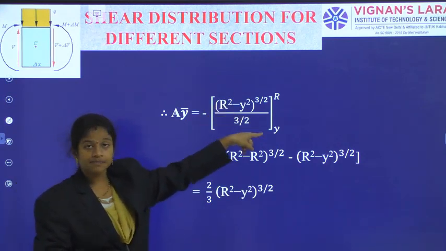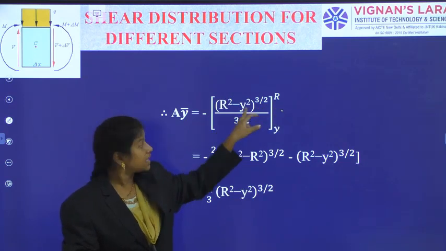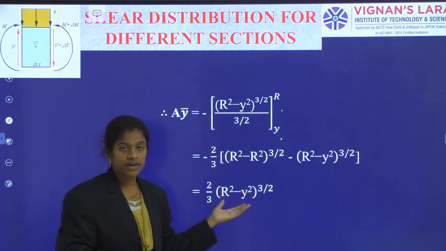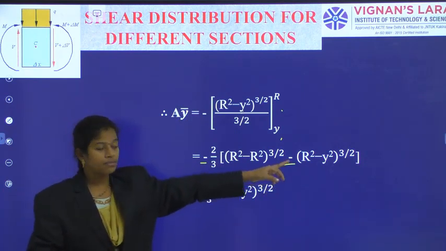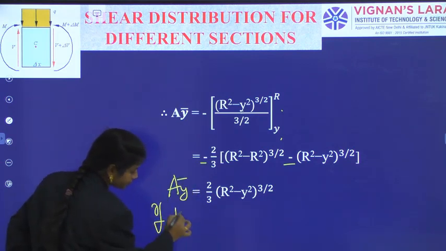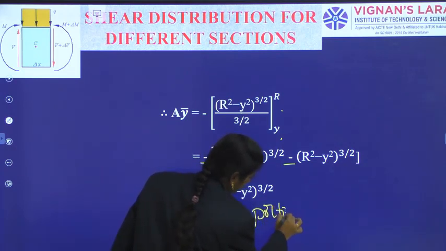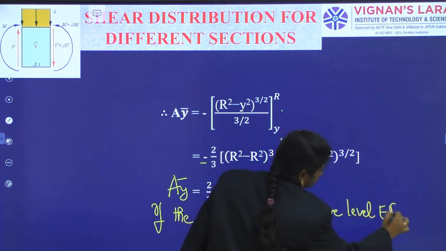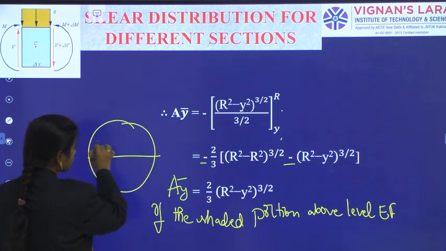So a y bar is equal to this part, and I am substituting r and y. In place of y I have to substitute r once, and in place of y I have to substitute y once. So r square minus r square, r square minus y square. So the minus outside and the minus here will cancel, and 2 by 3 (r square minus y square) whole power of 3 by 2 is the a into y bar of the shaded portion above the level EF.